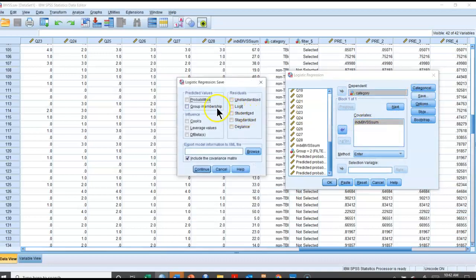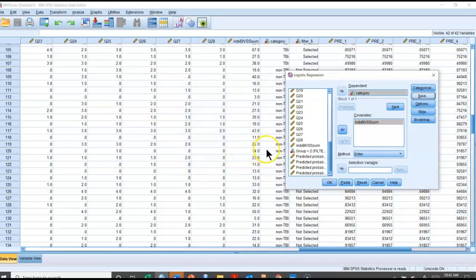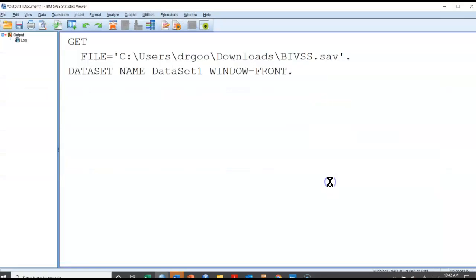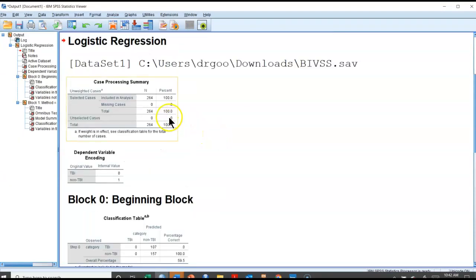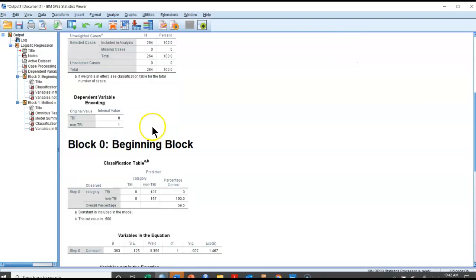We usually like to save the probabilities just so we can draw a pretty curve, but for now we're just going to go on. Okay. Now what that does is it tells us how many subjects we had. We had 264, and it's going to give the non-TBI a 1.